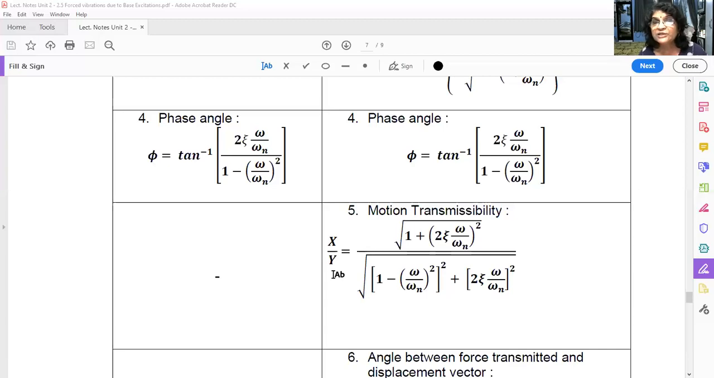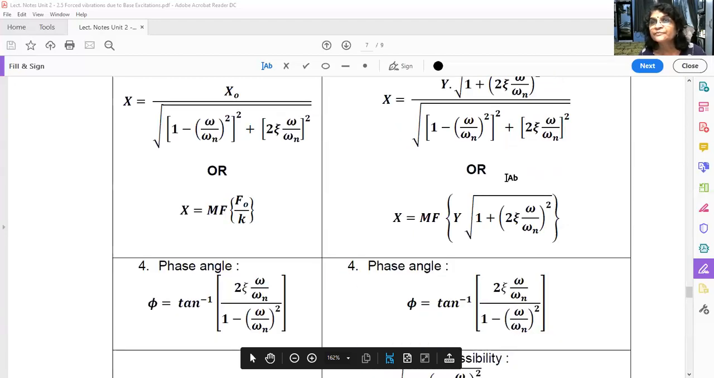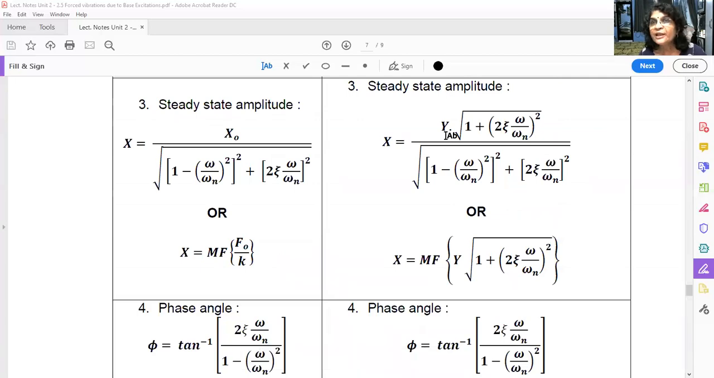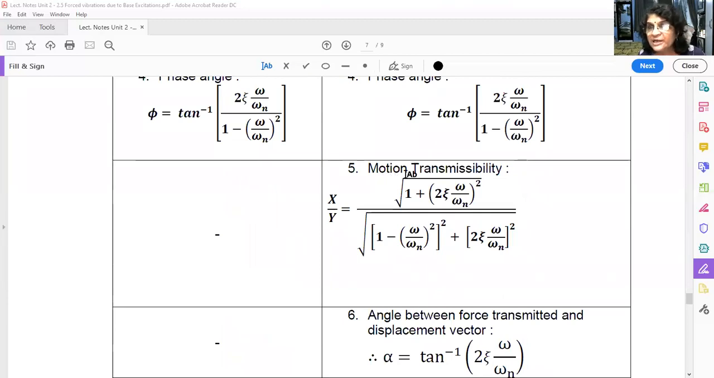So what is the ratio X upon Y? It is known as the motion transmissibility, equal to the square root of 1 + (2ζω/ωn)² upon the whole square root. From where has this come? See this equation. If we take this Y to the left hand side, the left hand side becomes a dimensionless parameter, and that is what is known as motion transmissibility. So X/Y is equal to this remaining thing. The same we have written here under the title motion transmissibility.